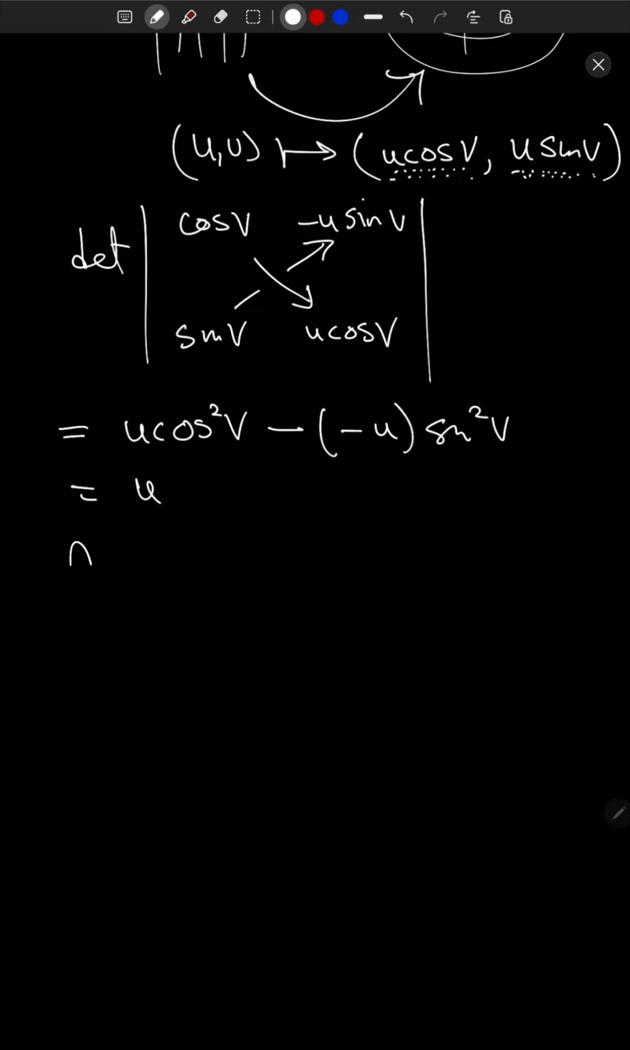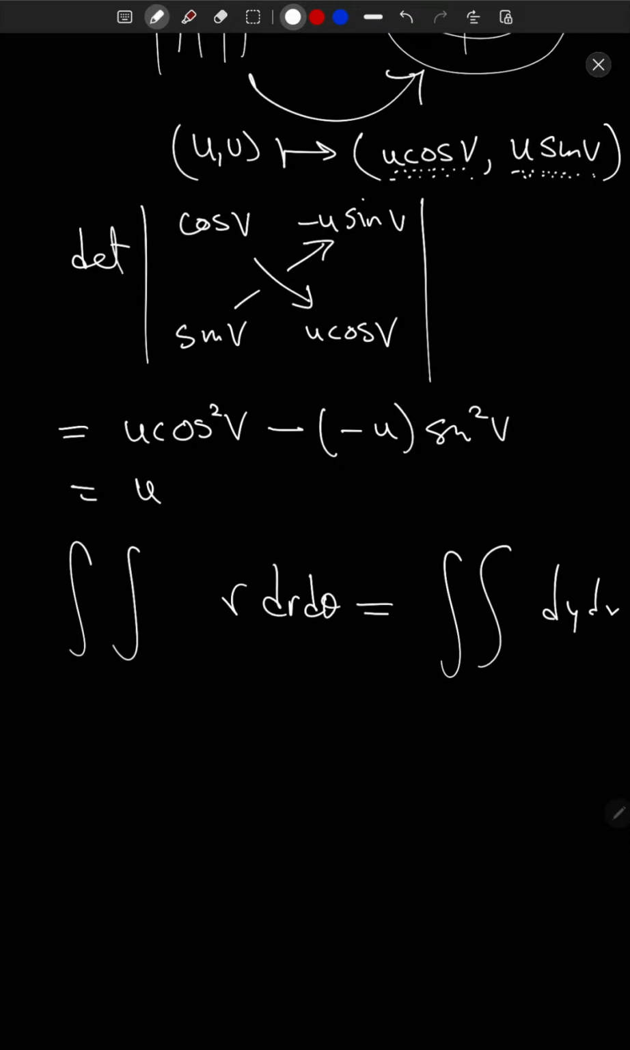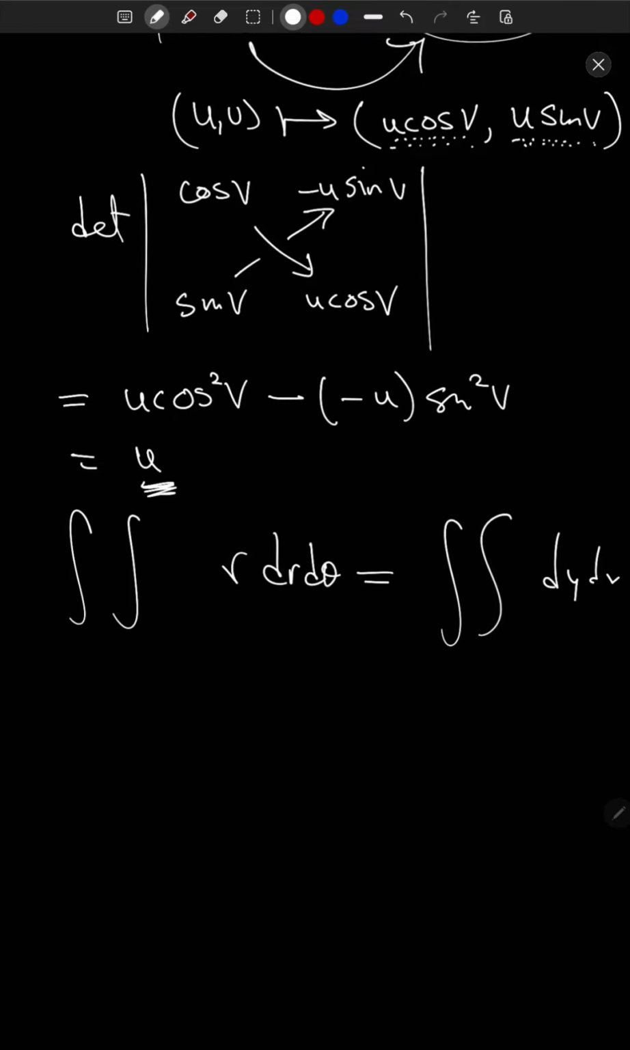And we already know, when we do the correction factor for polar coordinates, from dy dx into dr d theta, it's r dr d theta. That's that u right there, because u is playing the role of r.